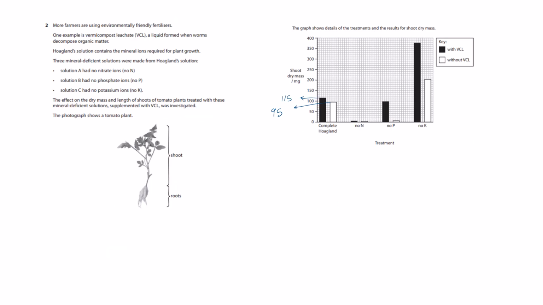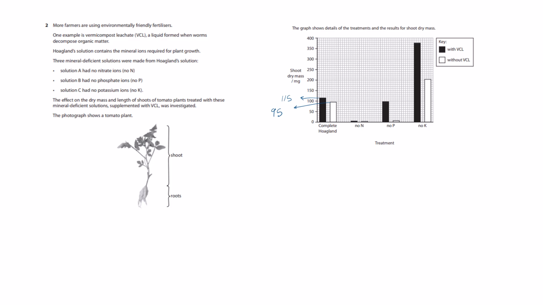Okay, question number 2. More farmers are using environmentally friendly fertilizers. So just when you're reading this question, one thing that you can point out is usually environmentally friendly fertilizers are really expensive to make. So one example is vermicompost, okay, which is VCL. It's a liquid formed when worms decompose organic matter. So just think about how many worms the farmer would need to just have a simple dot of fertilizer.